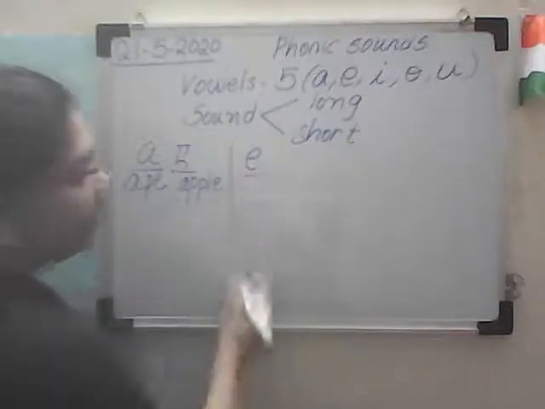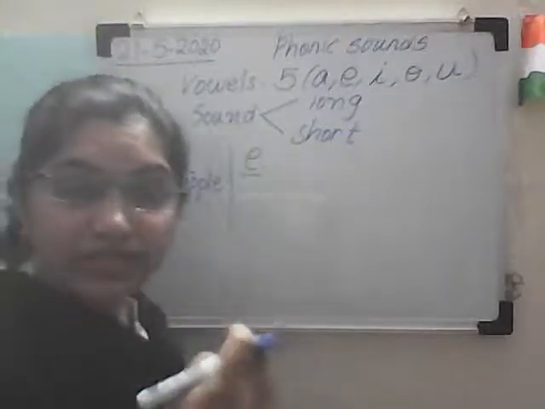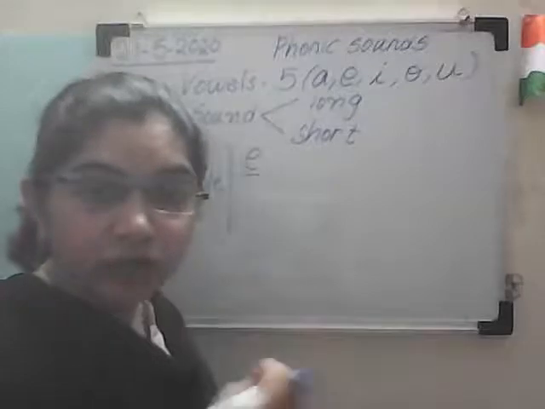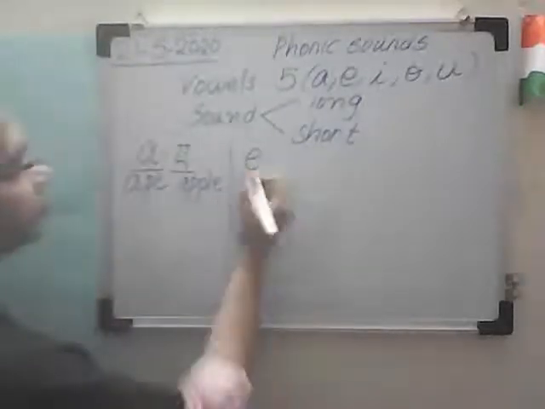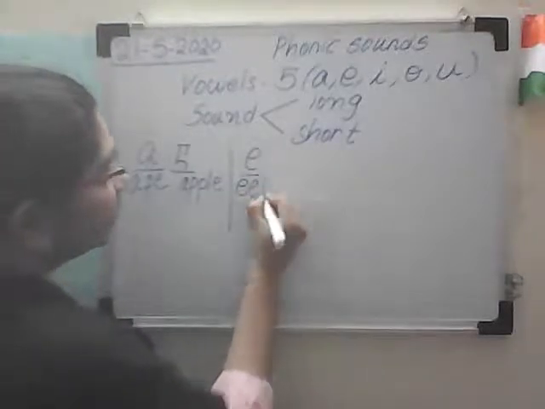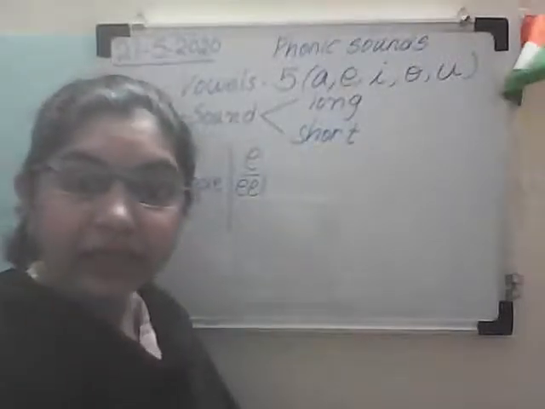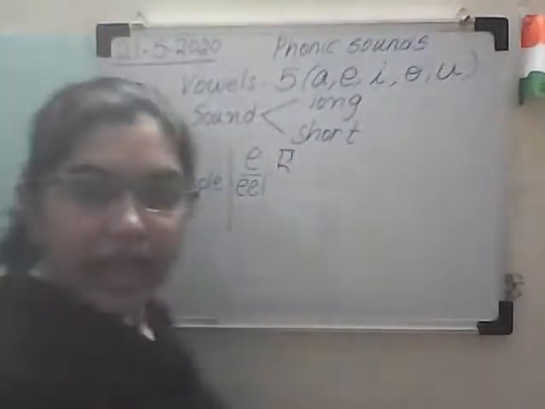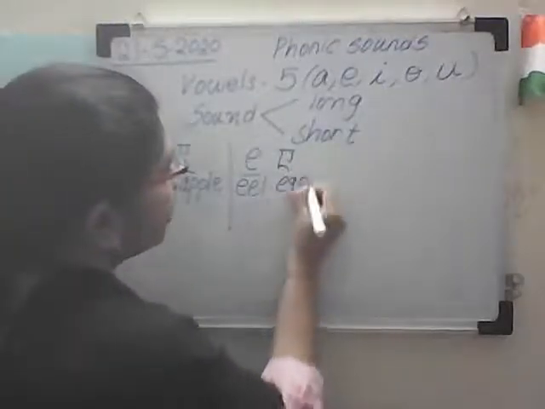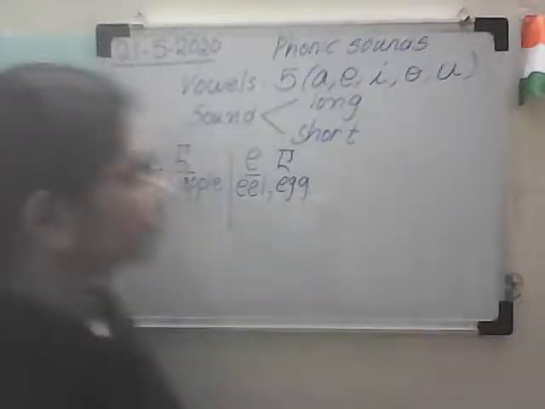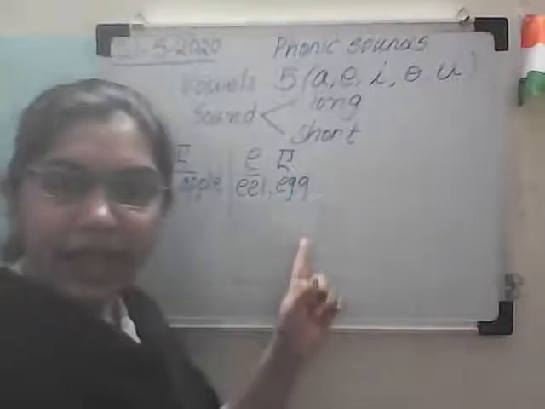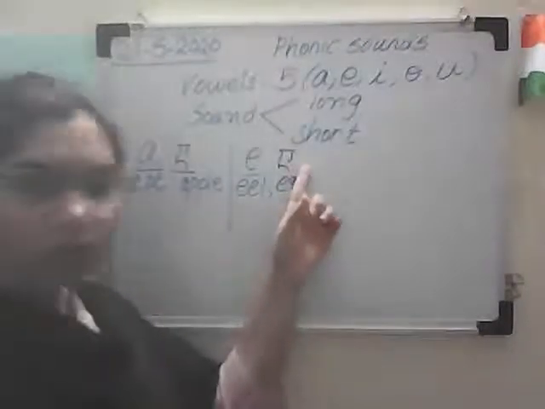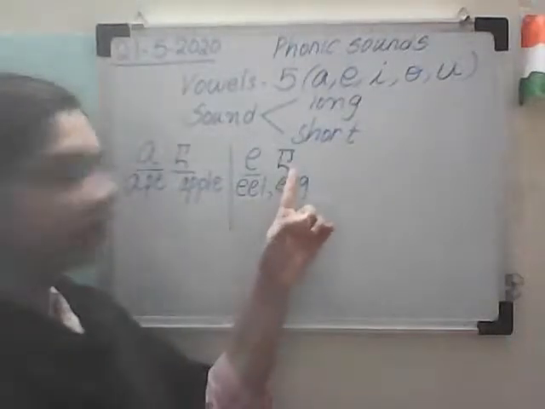Now E. What is the long vowel sound for E? Long sound for E is E only. That is eel. And what is the short sound for E? Short sound for E is A, like in egg. I'm saying A, egg. And this is eel. And short vowel sound is A, like your Hindi letter A.